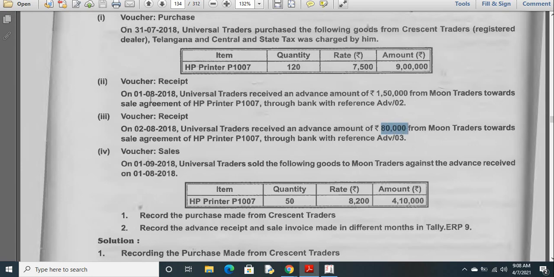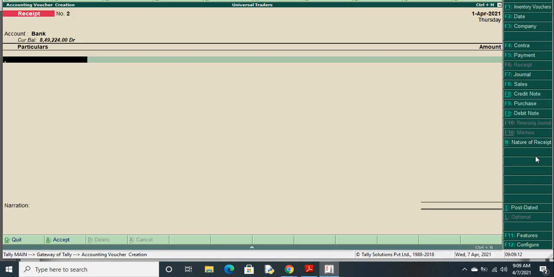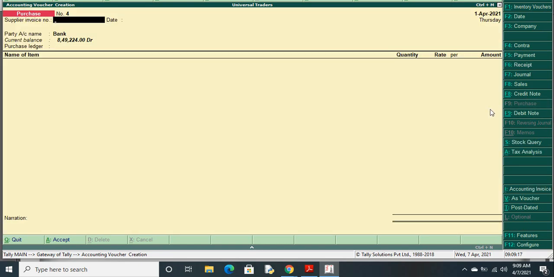Next, it is in the month of August. Then in the month of September, he is performing the sales operation. So he received the advance in August and he sold the goods in September. Here you have two different months. Then how to enter these transactions, we'll see now. Initially we have to go with the purchase voucher. This is my Tally and Universal Traders company purchase voucher.